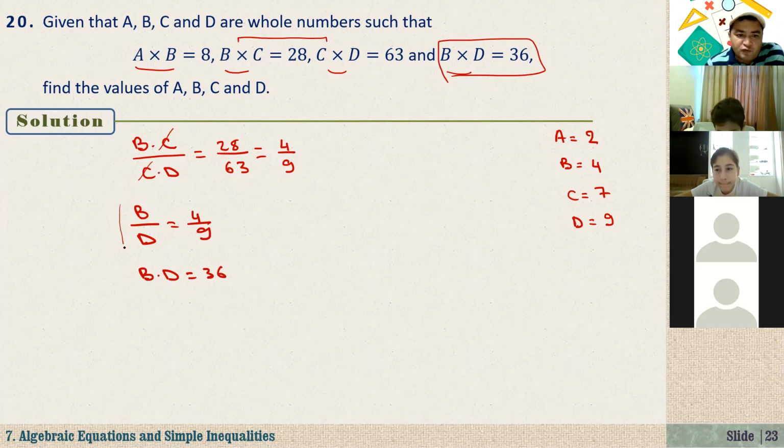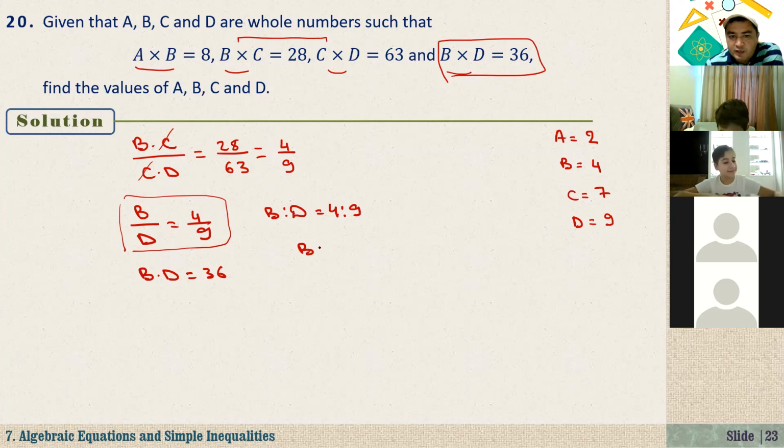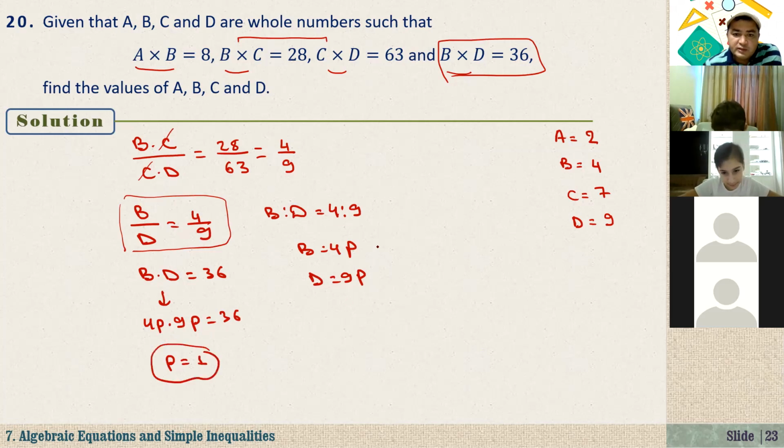So what does it mean actually from here? That means the ratio of B to D is equal to 4 to 9. That means if B equals 4P, D should be equal to 9P. Now, if I substitute here, B is 4P and D is 9P, and the product is equal to 36. From here, you get that P is equal to 1.